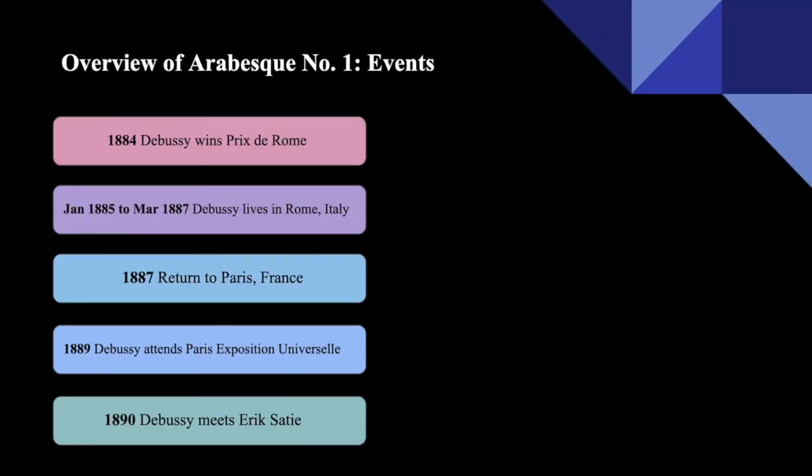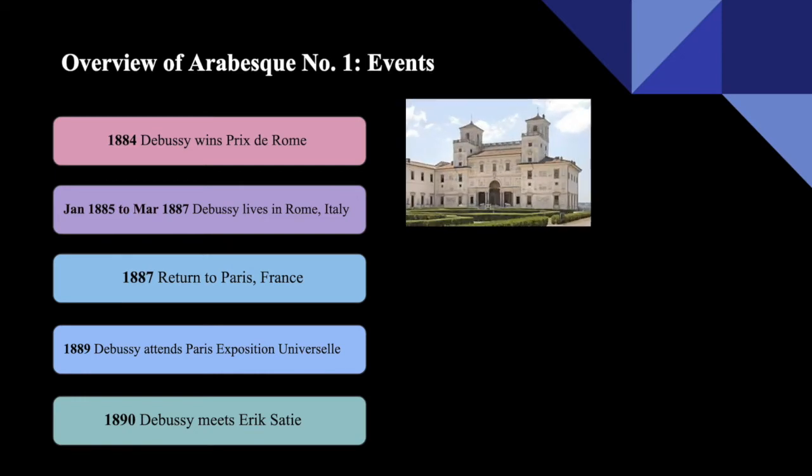Before an in-depth analysis can be undertaken, consideration of the context of this composition is necessary. Arabesque No. 1 was composed when Debussy was in his late 20s, around 1890-1891, while he was living in Paris, France. Shortly before this, in 1887, Debussy returned to Paris from Rome, where he was living as part of the Prix de Rome Award.